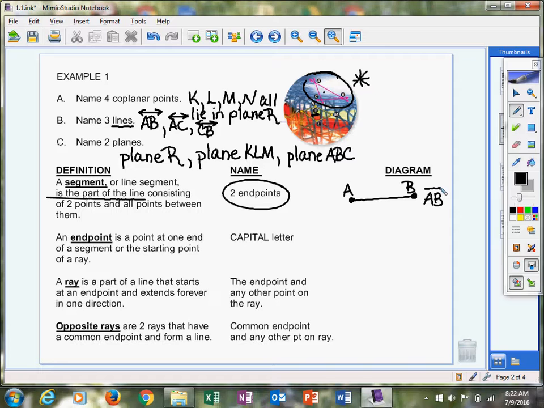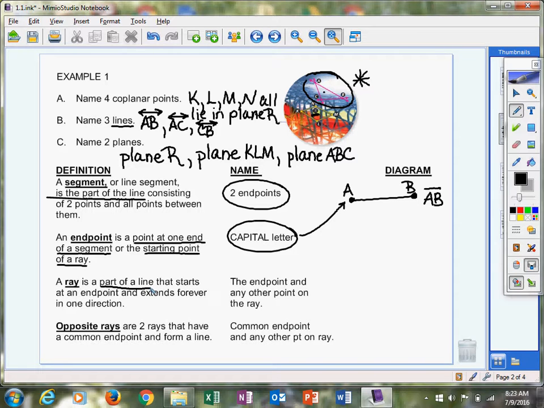Okay, an endpoint is a point at one end of a segment, or it's the starting point of a ray. Okay, so it's a point at one end of a segment or the starting point of a ray. And we'll get to ray in just a second. We always use capital letters, so I just want to make sure that you understand, and I'll point there's an example of an endpoint. We don't really need to draw that one, I don't think, although you can if you want to, but we use capital letters, and I'm just going to point to it to save a little time on that.